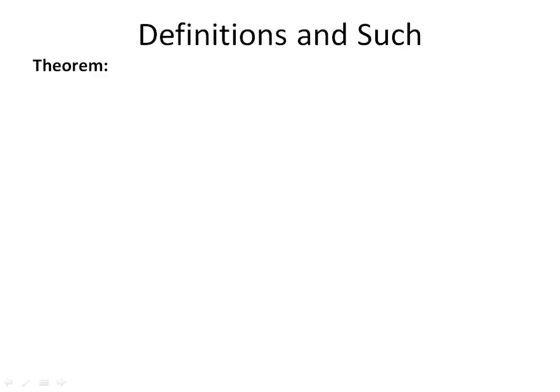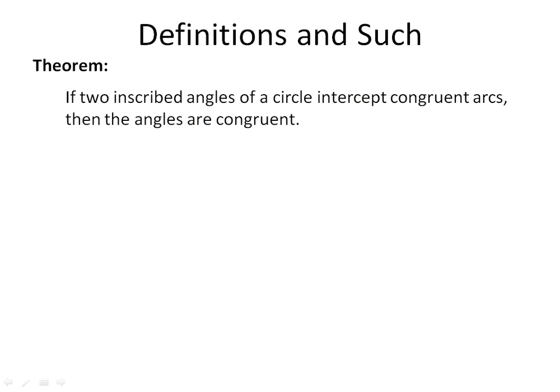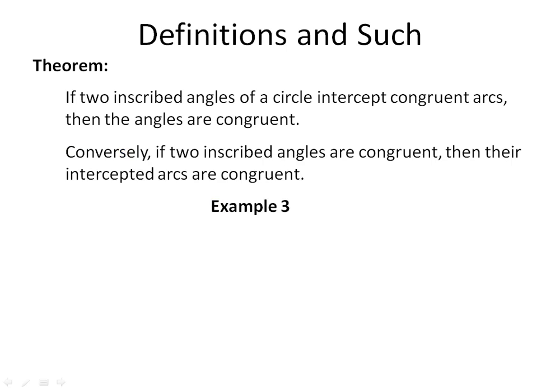Okay, we have some more definitions and things. We have another theorem. It says if two inscribed angles of a circle intercept congruent arcs, then the angles are congruent. That's pretty much what you would expect, because if they're doing the same thing in a circle, you would expect them to be the same object. Conversely, this means going the other way: if you have two inscribed angles that are congruent, then their intercepted arcs are congruent.